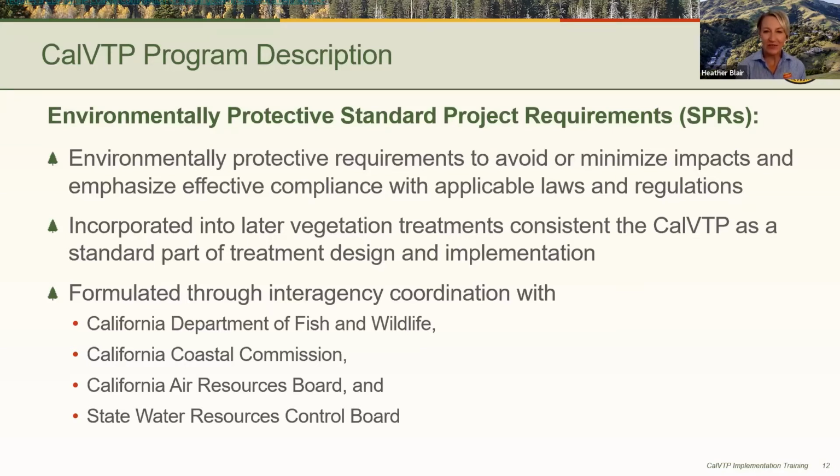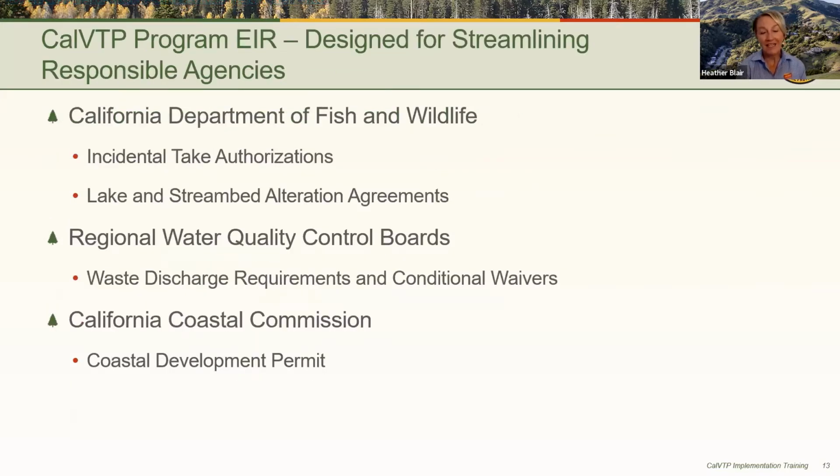And these SPRs were developed in close coordination with regulatory agencies, including CDFW, the California Coastal Commission, the California Air Resources Board, and the State Water Resources Control Board. Next slide, please. The intent of this extensive agency coordination was to develop agency-vetted measures and a CEQA analysis that can be used to expedite the regulatory approvals for treatment projects under the CalVTP.